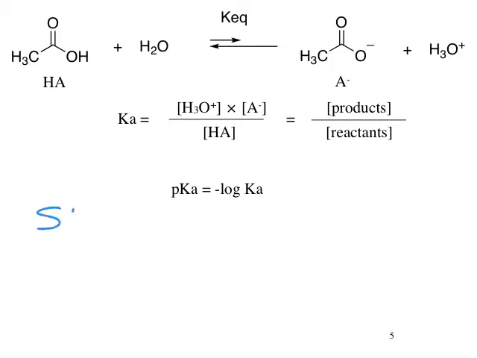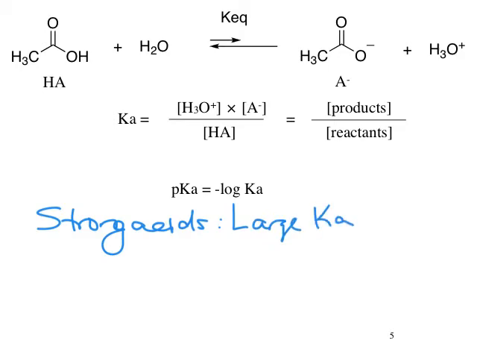For strong acids that are very effective at donating their proton, the Kas are very large because the concentration of the products is very high in comparison to the concentration of the reactants. For a weak acid, where the forward reaction is not preferred, the concentration of the reactants is going to be larger than that for the products, and so we have a very small Ka.